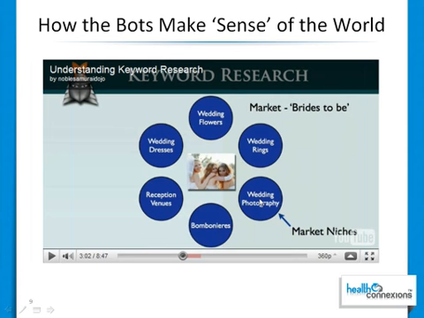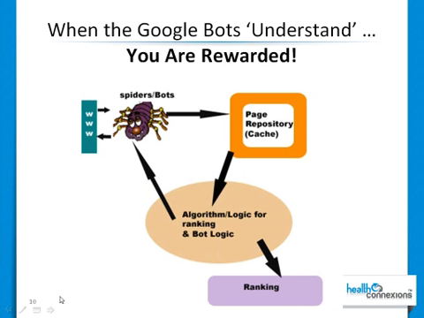The person themselves might eventually go to the middle and might say, oh, I'm also interested in bonbonnieres, I'm interested in reception, etc. But if you don't get them in with something relevant, then you're going to lose them and they'll go somewhere else instead entirely. So when the Google bots basically understand you, you are absolutely totally rewarded.